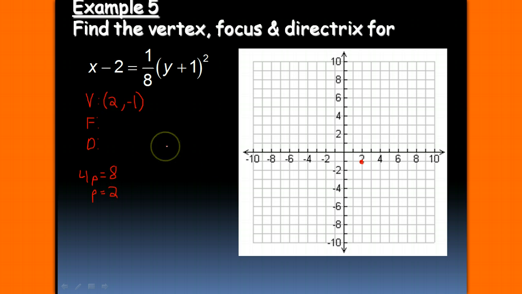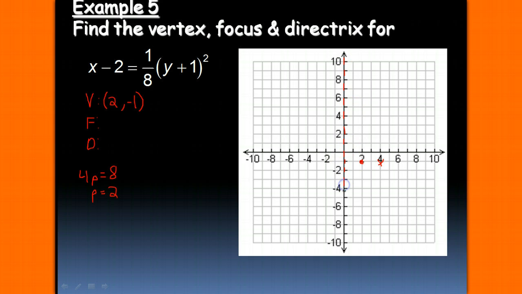Now, because it's a positive 2, we know that it's going to move to the right or it's going to move up. But we've got to look at our equation, and because this starts with an x, we know it has to move to the right. This is a right or left opening because we use the x first equation, and we know it's a right opening because this is a positive 2. So I'm going to move 2 to the right of my vertex, and that's going to be my focus. And then I'm going to move 2 to the left of my vertex, and that is going to be my directrix. So I'm just going to draw my directrix line up here.